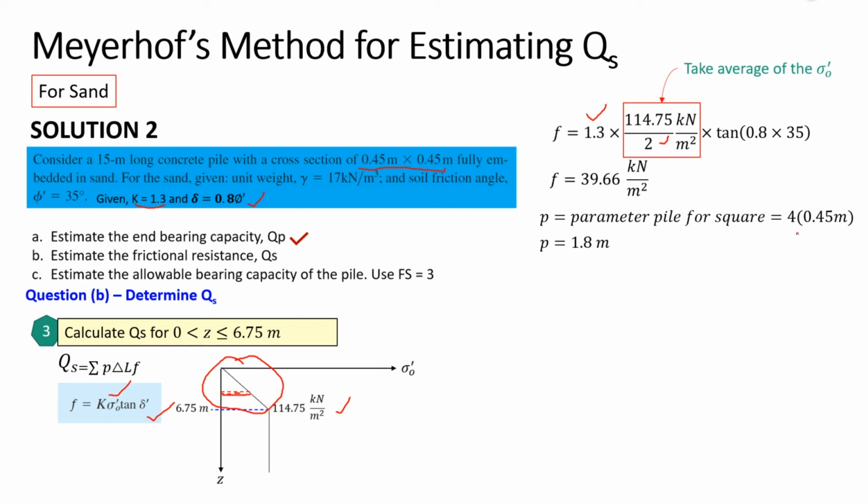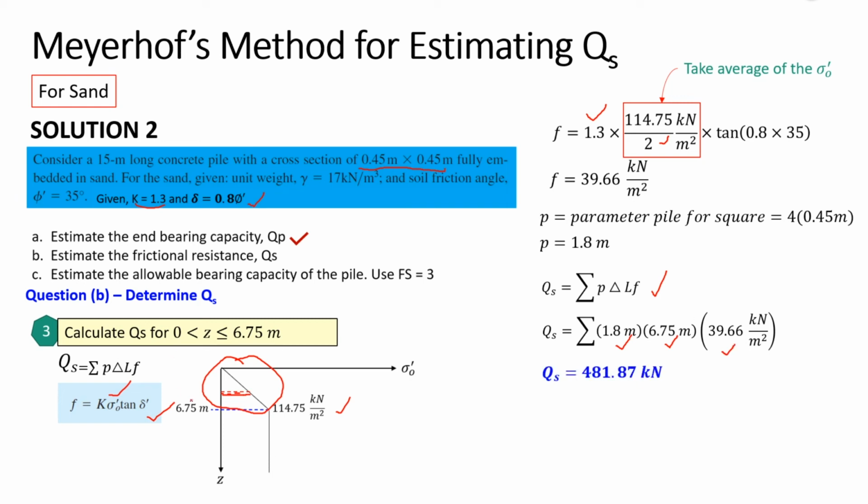So we can simply get the parameter by 4 times 0.45, since it has a similar length for each direction. Okay, so this is the equation to get the QS. This is the parameter, this is the L that we are considering at this step, and this is the F. So the QS for this part is 481.87 kilonewton.